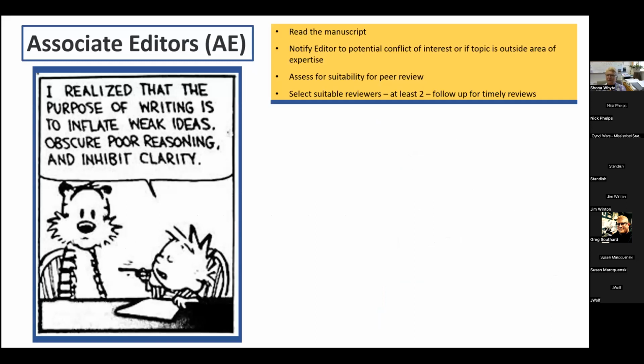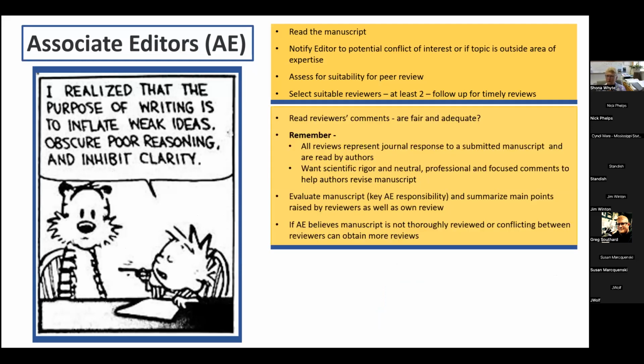Associate editors read the manuscript. Kind of obvious, but it's not obvious. So the associate editor should read the manuscript. They should notify the editor of a conflict of interest or if it's outside their topic of expertise. They assess it for suitability for peer review, and then they select at least 2 reviewers.